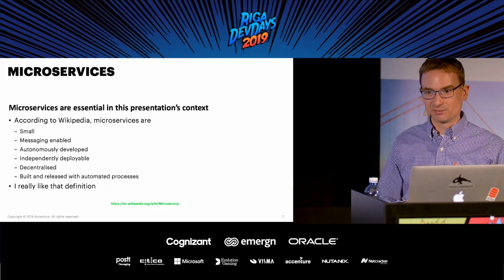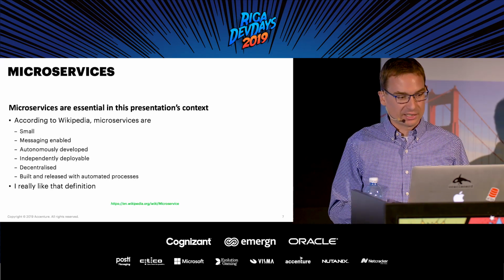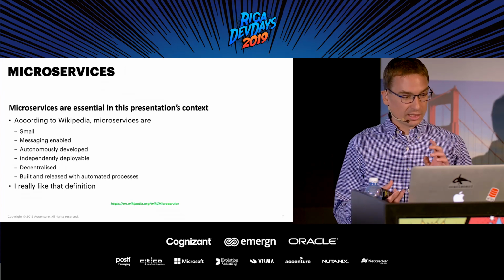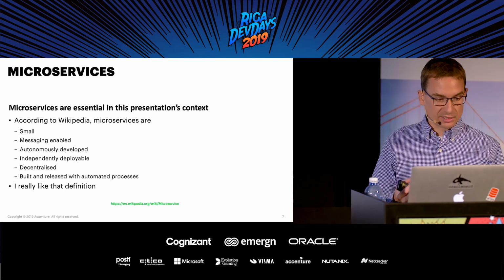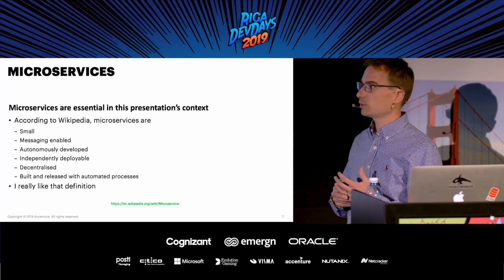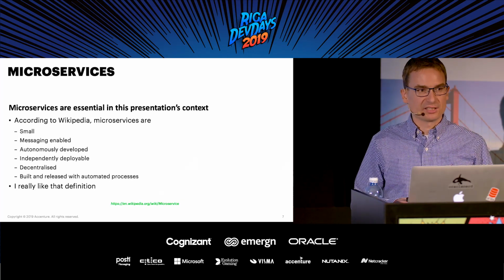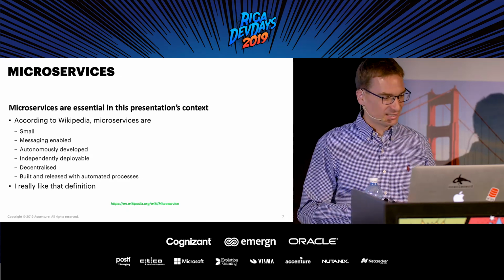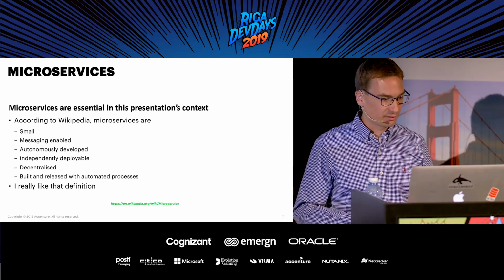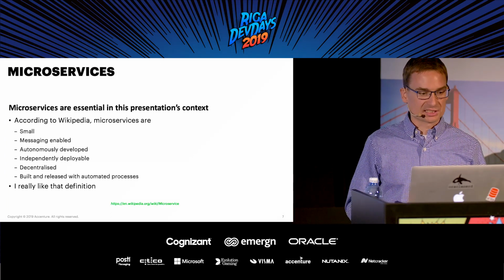So what's a microservice according to Wikipedia? Well, a microservice is small, messaging enabled, autonomously developed, independently deployable, decentralized, and built and released with automated processes. That sounds like software developers' heaven to me. I really like that definition. And it's actually down there if you want to look it up yourself. So what does that really mean?